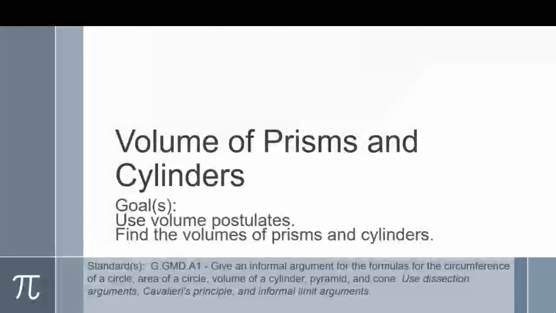Hello, in today's lesson we are looking at the volume of prisms and cylinders. Our goals are to use the volume postulates and to find the volumes of prisms and cylinders.